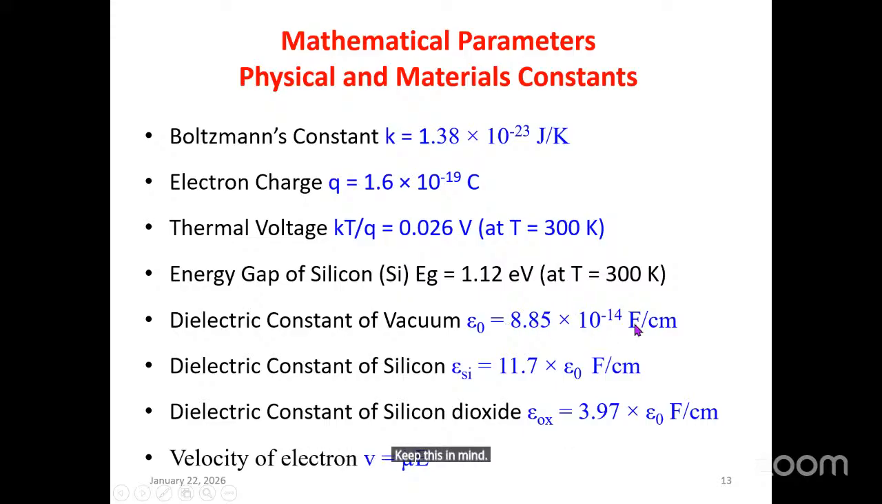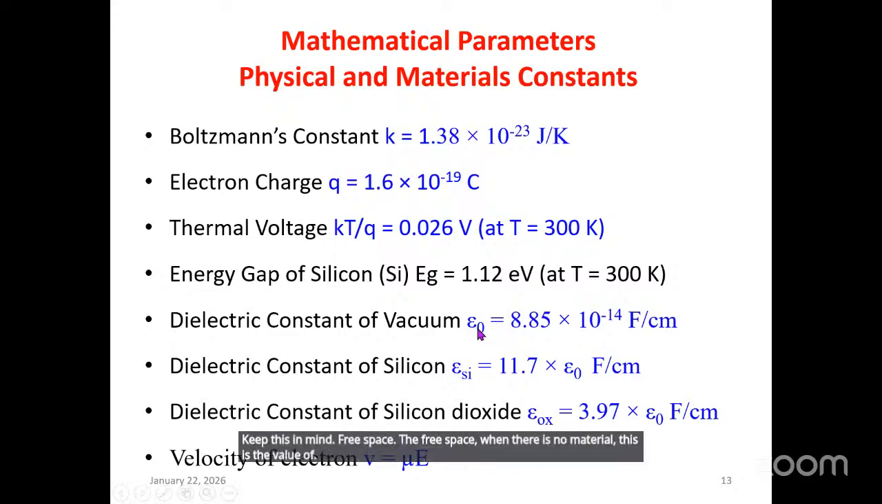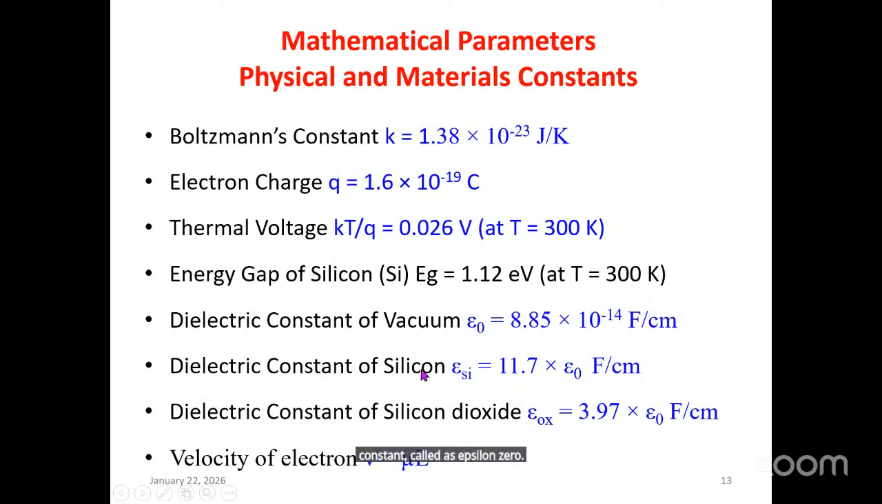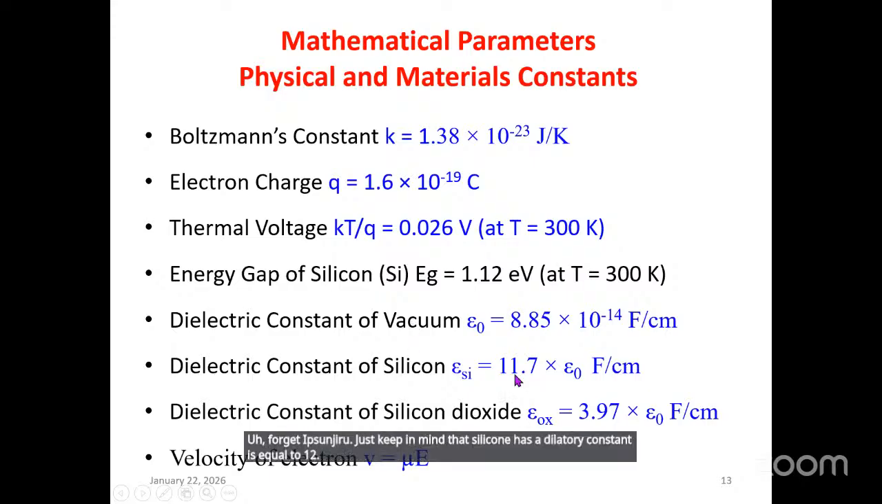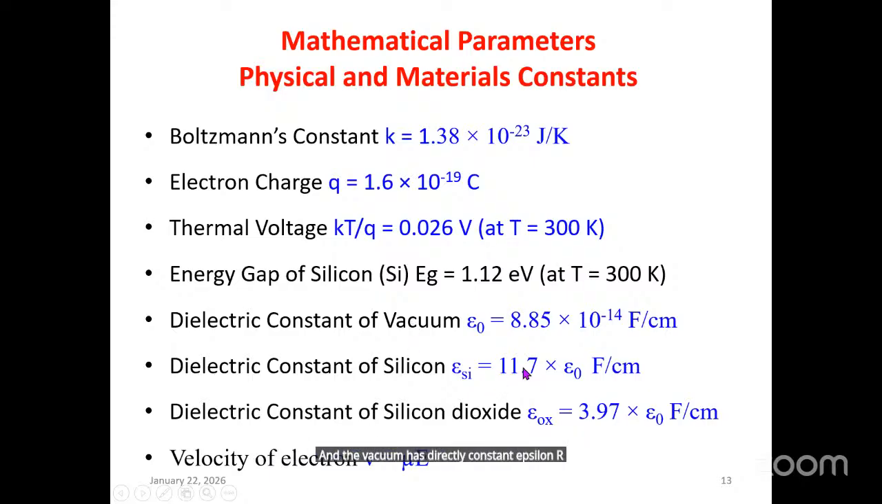In free space, when there is no material, this is the value of the constant called epsilon zero. The dielectric constant for silicon is 11.7, approximately 12, times epsilon zero. Forget epsilon zero. Just keep in mind that silicon has a dielectric constant equal to 12, and vacuum has dielectric constant epsilon r equal to 1. Okay, fine. What is the meaning of this dielectric constant for silicon and for TOX? Let us explore slightly in detail.